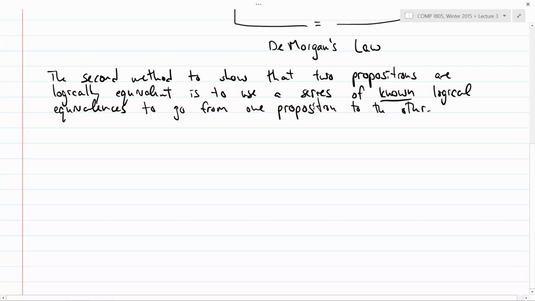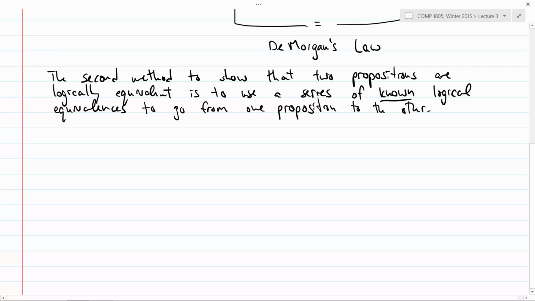Right, so it's just like if you had two algebraic expressions and you wanted to show that they were equal. Well, what you would do is start at one of them, do a bunch of simplification, and hopefully arrive at the other one. And if you can do that, then they're equal. Well, the same thing works for propositions, except you conclude that they're logically equivalent.